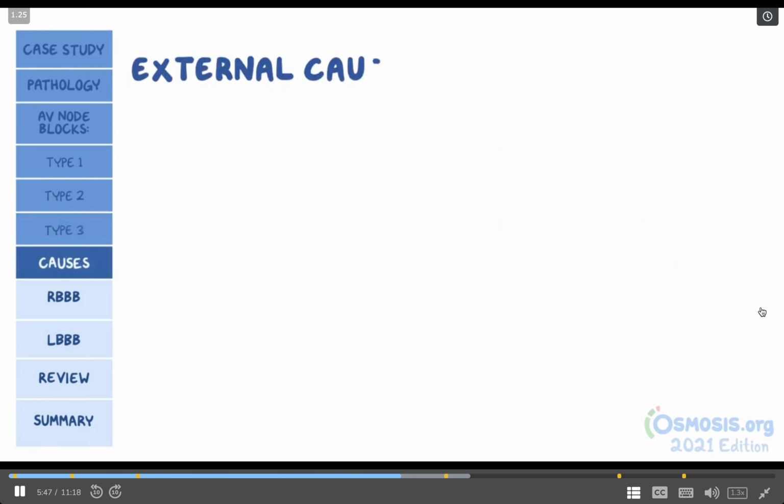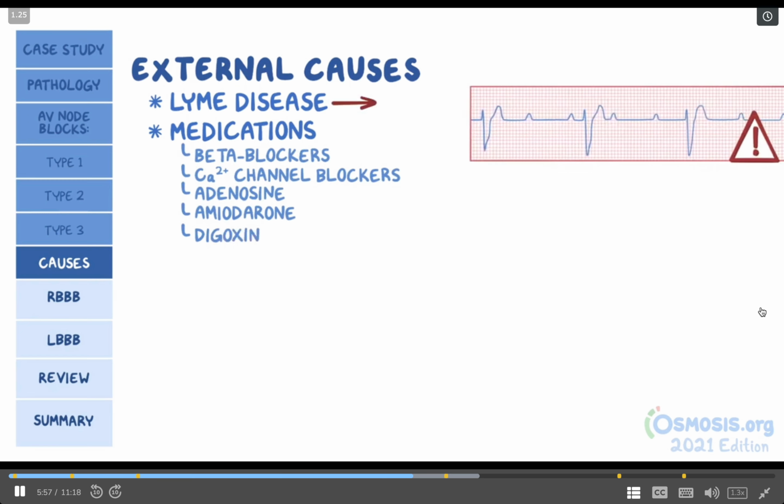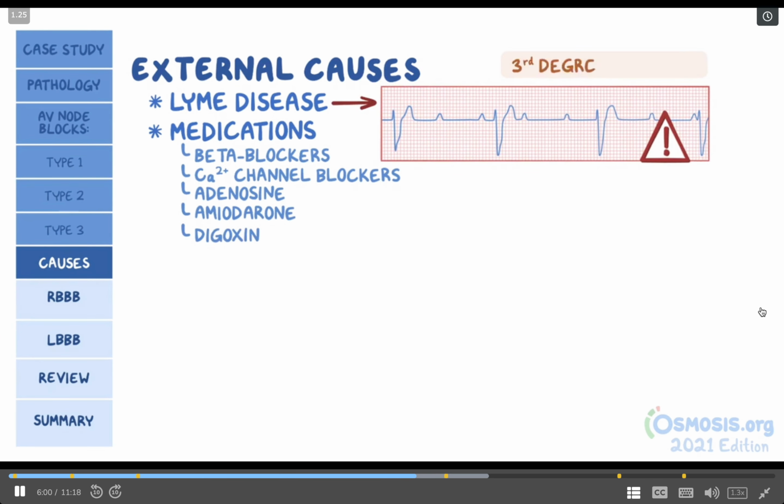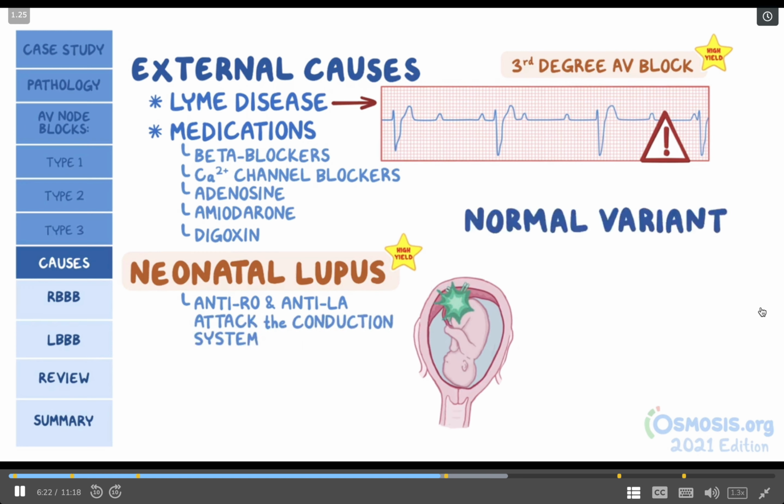Then there are external causes like Lyme disease, medications such as beta blockers, calcium channel blockers, adenosine, amiodarone, and digoxin. For your exams, remember that Lyme disease is typically associated with third-degree AV block. Interestingly, congenital heart block is a complication of neonatal lupus, which could also show up on your exam. Here, the maternal autoantibodies, called anti-Ro and anti-La antibodies, cross the placenta and attack the conduction system. AV block may also be a normal variant in some circumstances, like in athletes.